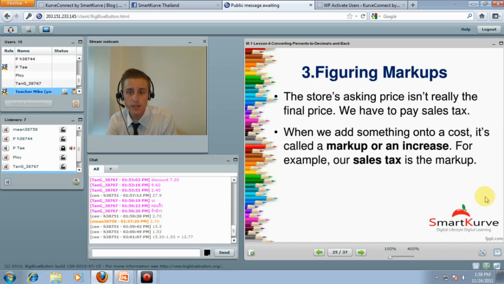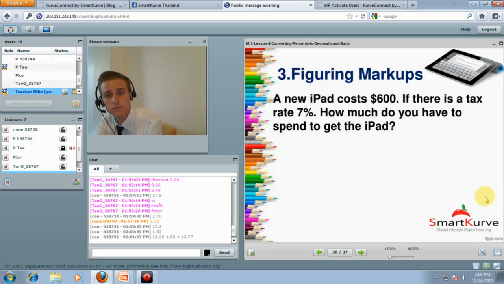Figuring markups. The store's asking price isn't really that final price. We have to pay sales tax. When we add something onto a cost, it's called a markup or an increase. For example, our sales tax is the markup. A new iPad costs $600. If there's a tax rate of 7%, how much do you have to spend to get the iPad?